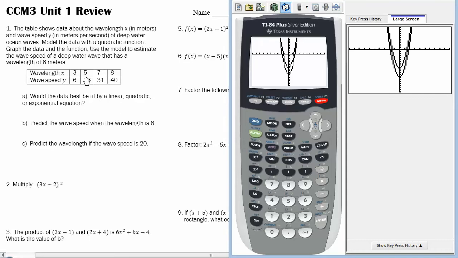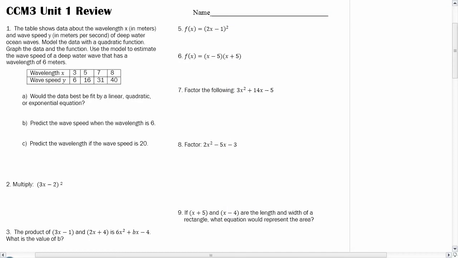And what we have here is a table of data. It's talking about the wavelength in meters and then wave speed in meters per second. So how long are the waves versus how fast are they going, and can you use it to predict? Okay, of deep water ocean waves. It tells you to model it with a quadratic function. Okay, graph the data and the function. Use the model to estimate the wave speed of a deep water wave that has a wavelength of 6 meters.